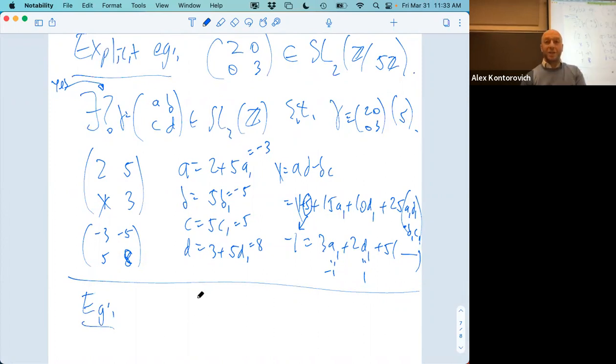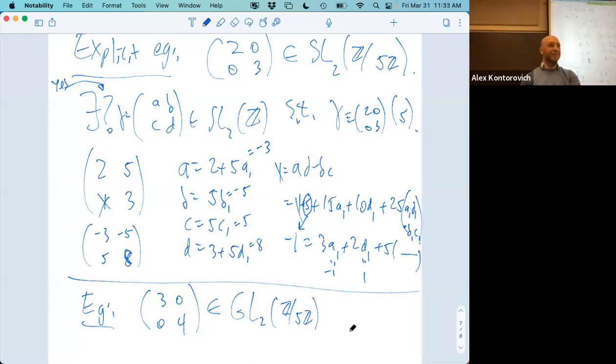Here's a matrix in GL2 of F5. GL2 just means I need it to be invertible. So how about 3, 4? 3 times 4 is 12. 12 is invertible mod 5. Does there exist a matrix in GL2Z such that gamma is congruent to 3, 0, 0, 4 mod 5?